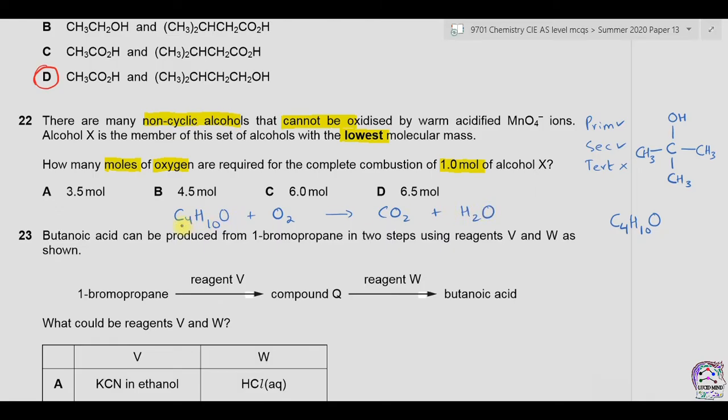Balancing number of carbon atoms, we have 4 carbon on the reactant side, so it will be 4. Hydrogen atoms, there are 10 hydrogen atoms, so we can write 5 with H2O. We have 8 and 5, 13 oxygen atoms on the product side, so we can write 6 with oxygen, so it will become 12, and 1 is this one, so 13 oxygen are balanced. Now according to this balanced equation, we have 1 mole of this tertiary alcohol and 6 moles of oxygen are required. So therefore answer is C, 6 moles.